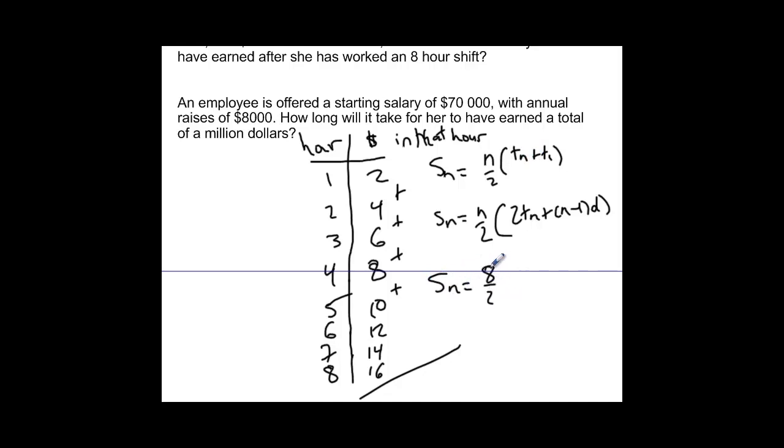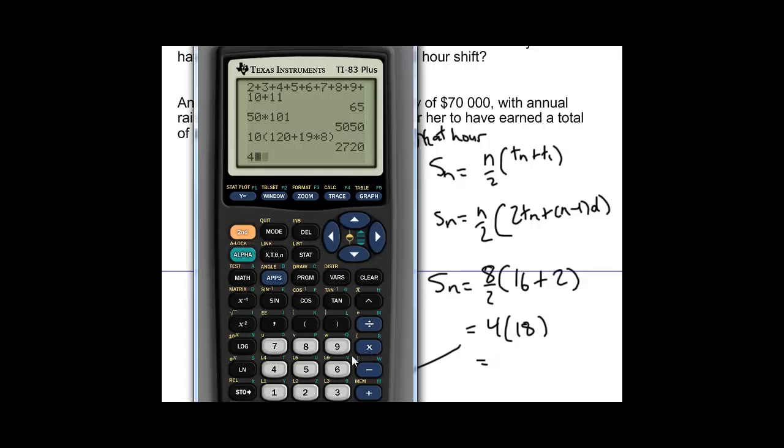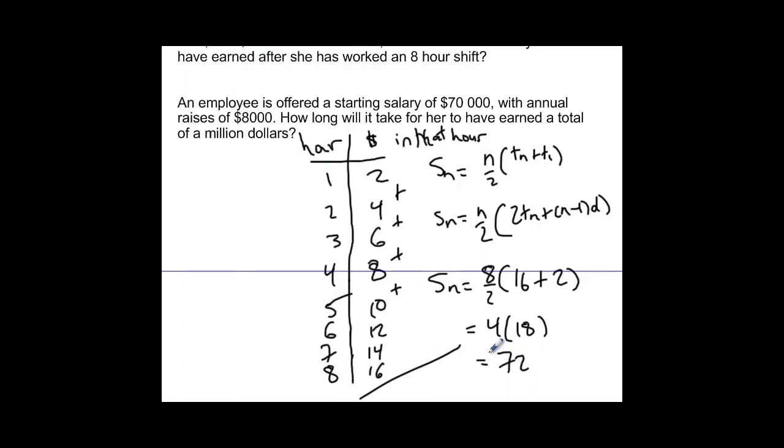Sn equals 8 over 2, because she worked 8 hours. N is 8, divided by 2. In the 8th hour, she earned $16. In the first hour, she earned $2. So this would be 4 times 18. 4 times 18, just to make sure, would be $72. So $72 for 8 hours worth of work means it was $9 an hour on average.